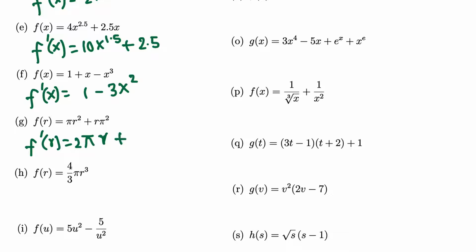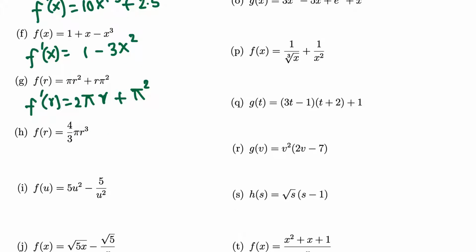plus r times pi squared. Pi squared is a constant, by the way, that survives, times the derivative of r, which is like the derivative of x, which is 1. Pi squared times 1, you don't have to write.